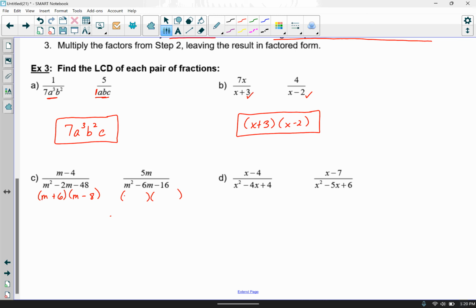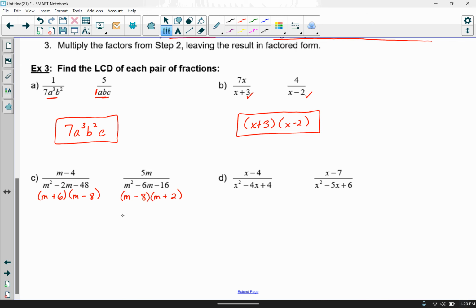Let's come over here. The only way to multiply to give me m squared is m and m. The most common way to multiply to give you 16, so that we get a 6 in the center, we think about 8 times 2. I want a negative 6 in the center, so between 8 and 2, which one needs to be negative? We agree that has to be the negative 8 and positive 2.